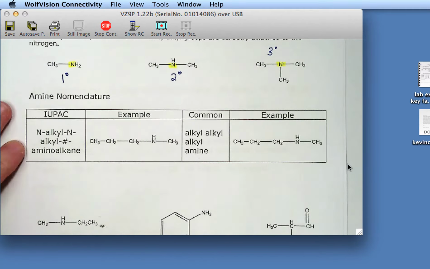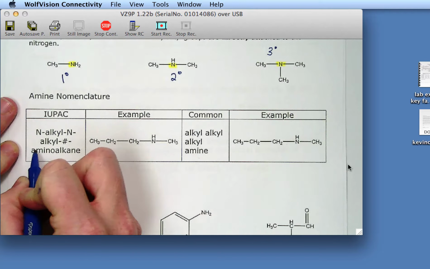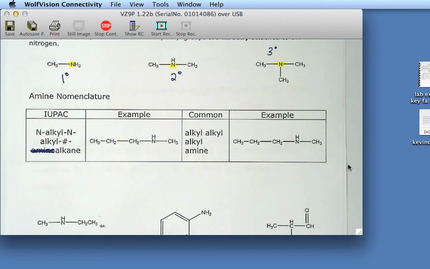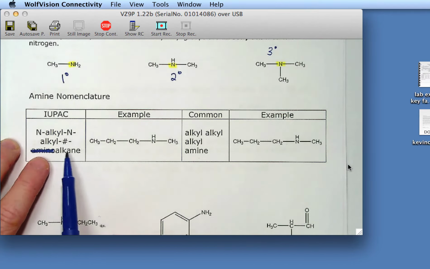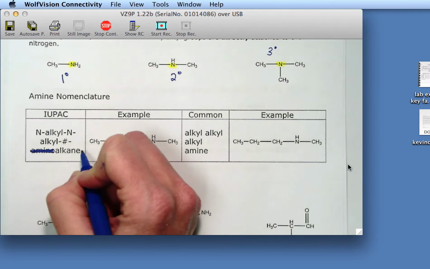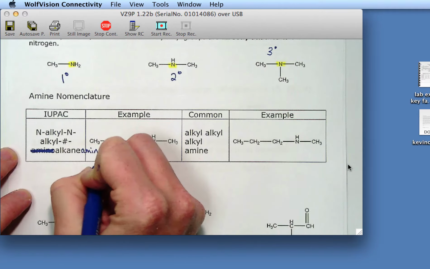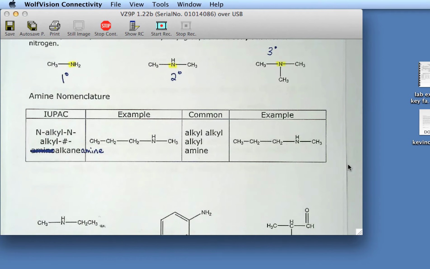Okay, so for IUPAC nomenclature, I want you to cross this out. IUPAC goes back and forth with the way they name amines. We're going to stick with adding amine to the end, so we're going to have a suffix. So alkane, amine, not aminoalkane. The number is still needed.